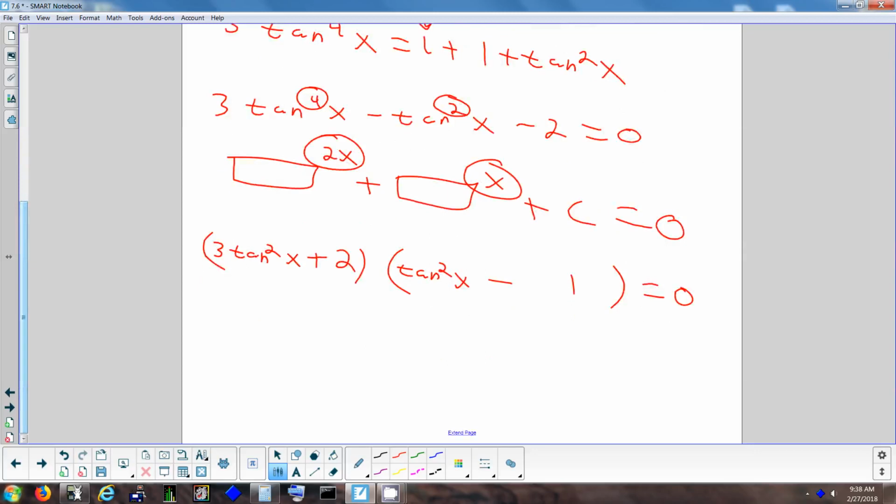And now what do I do with, Leo, what do I do with each factor? Set them equal to 0. Set them equal to 0. What would you have to do with the first factor to make that happen? You have to factor out the 3. No. Nope, you're just going to get this by itself.